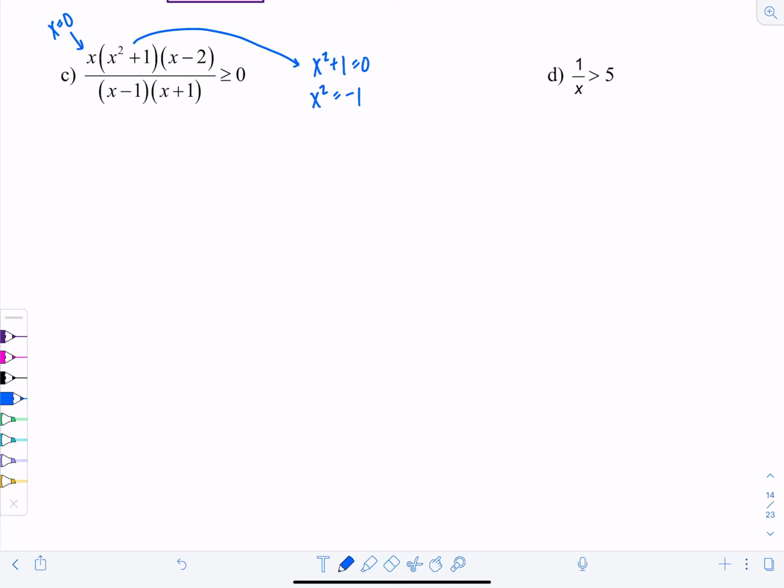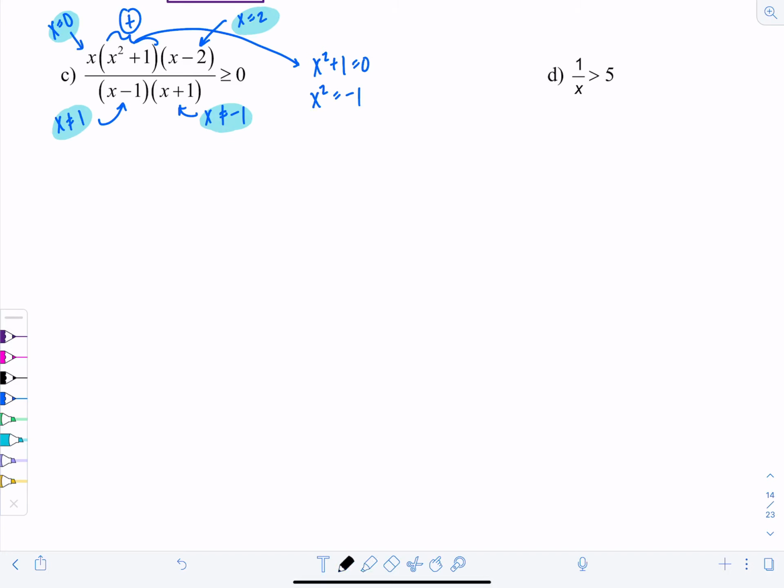In fact, think about it. Anything you plug in for x is going to make this entire factor positive. Even if you plug in negative 1 million, negative 1 million squared plus 1 is positive. Okay, so you basically don't even need to include that factor when you're testing signs. X minus 2, the 0 is x equals 2. And then here we get x equals 1. But remember, x cannot equal 1. That's a restriction. And x cannot equal negative 1. So I'm only listing 4 values on the number line.